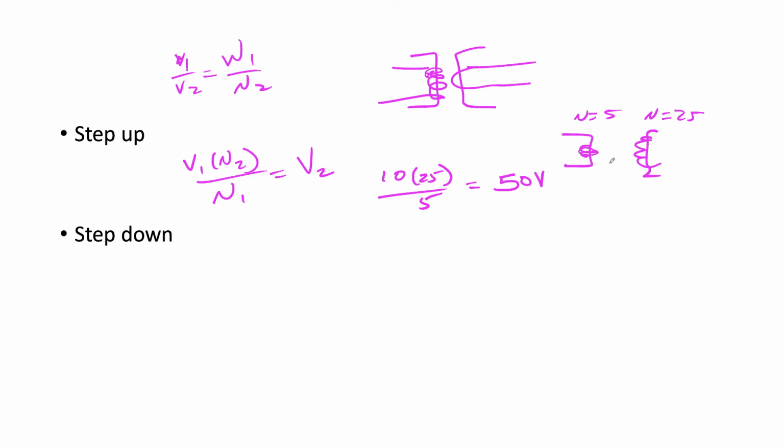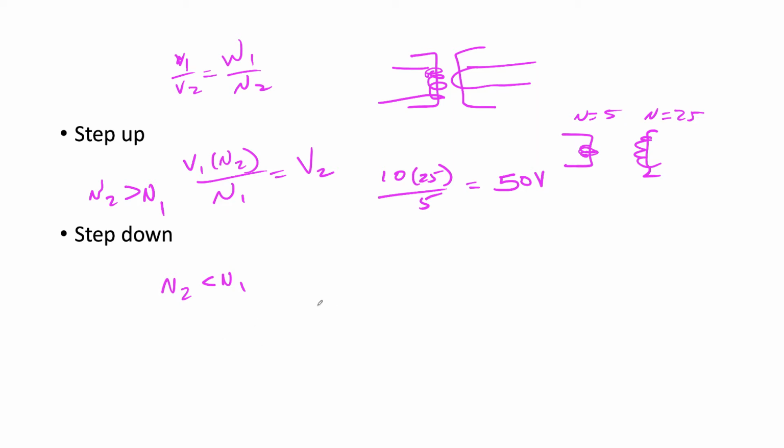And what happens is that we've got more turns here, so the magnetic field is going to affect the voltage in these wires a lot more than it is here. So these are what we call step up. Step down, N2 is going to be less than N1. So we're going to do it this way.